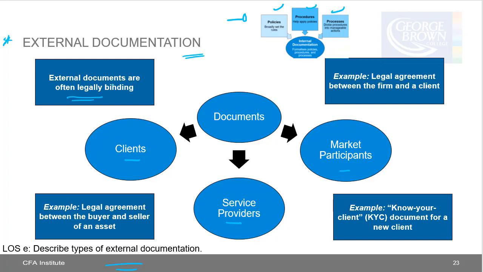So examples of external documents in the investment industry are a contract between a buyer and a seller of an asset, an investment management agreement between a firm and a client, and a know your client document, some people call it KYC, for a new client. So those are examples of external documents. Okay, KYC is an external document.